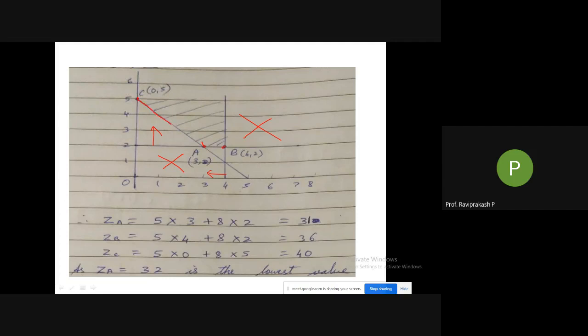So this is my feasible region, and it is unbounded, it is open from the top. So just check out what the points are here. So this is 3, if you go like this down.